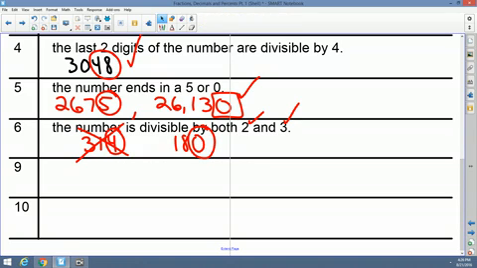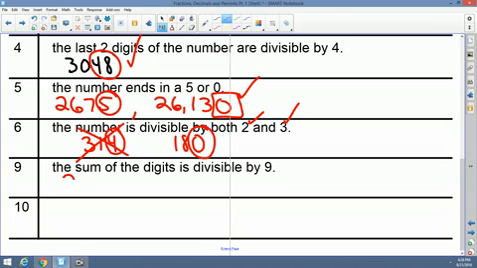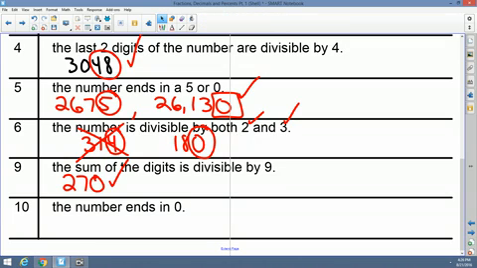A number is divisible by 9 if, very similar to the 3 rule, if the sum of the digits is divisible by 9. So why don't we take the number 270. 2 plus 7 is 9. That's divisible by 9, so 270 is divisible by 9. And 10, a number is divisible by 10 if the number ends in 0. So any number that ends in 0 is also divisible by 10.